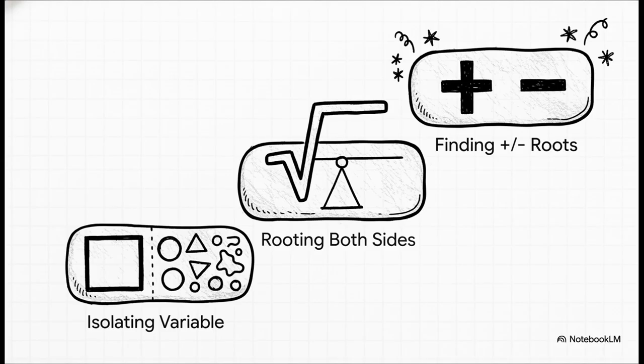Today, you're going to master 3 simple skills: isolating the squared variable, taking the square root of both sides, and recognizing when answers need both a positive and a negative root. Mastering these 3 simple steps is a completely crucial stepping stone to advanced math, like quadratic formulas and imaginary numbers.